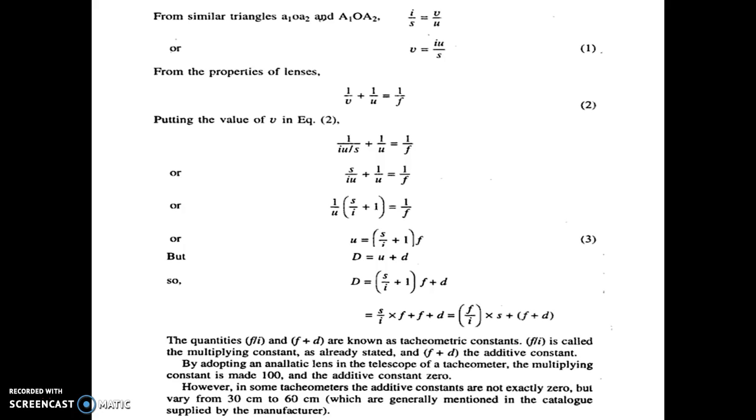By adopting an anallatic lens in the telescope of a tacheometer, we can make the multiplicative constant, that is f by i, equal to 100, and the additive constant becomes 0. However, in some tacheometers, the additive constants are not exactly 0, but vary from 30 cm to 60 cm, which are generally mentioned in the catalog of the manufacturer.